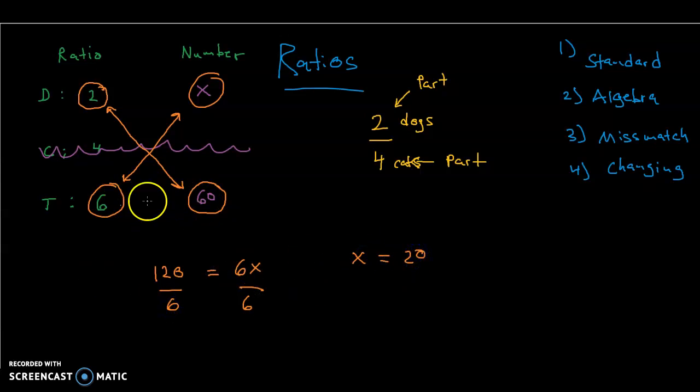Now, we could have just seen that from looking at it: to go from 6 to 60, clearly you just multiply by 10, right? So we just do the same thing here. 2 times 10 gets us to 20. But if you get weird numbers or fractions or something where it's not quite so obvious what you need to multiply the 6 by, it'll always work if you cross multiply.